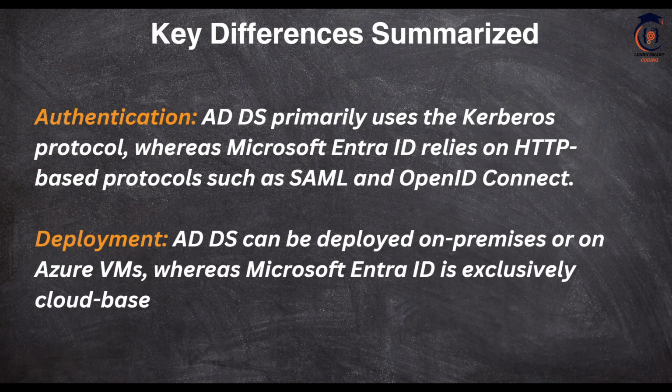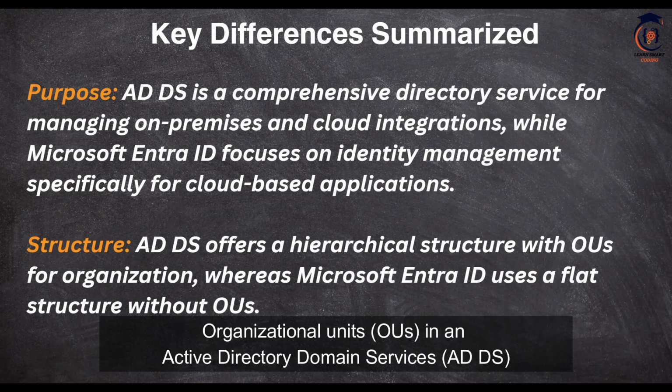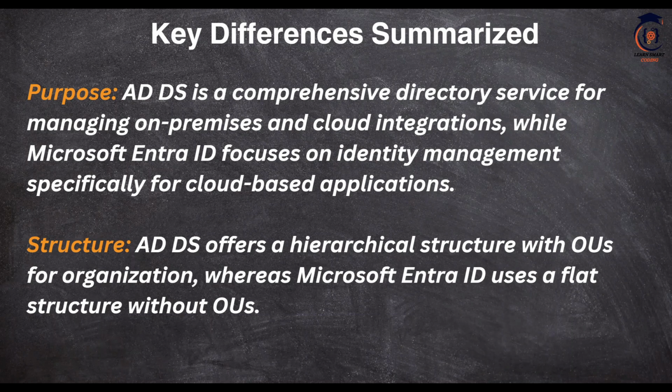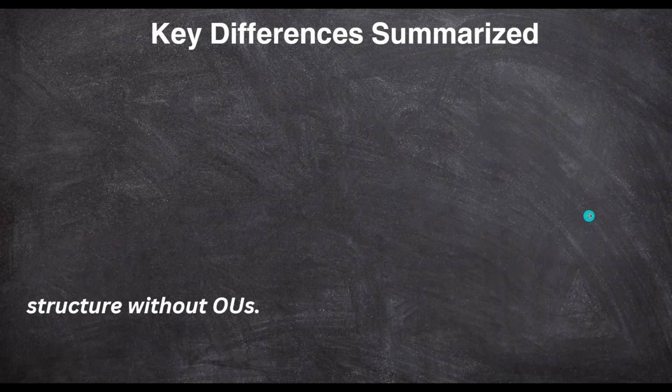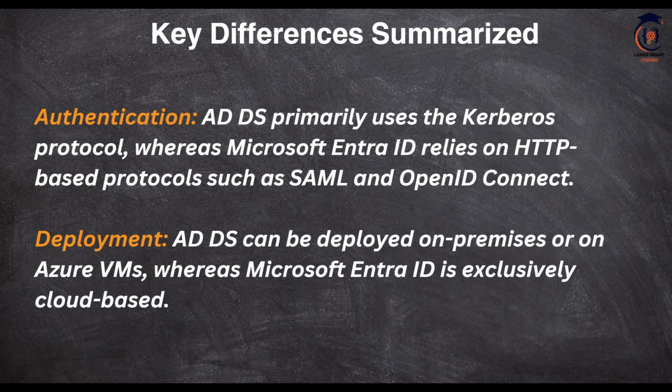So let's see some key differences, right? ADDS is a comprehensive directory service for managing on-premises, and like I said, you should understand both, and cloud integration, while Microsoft Entra ID focuses on identity management specifically for cloud-based applications. Structure: ADDS offers a hierarchical structure with OUs for organization, whereas Entra ID uses a flat structure without OUs. Authentication: ADDS primarily uses the Kerberos protocol, whereas Microsoft Entra ID relies on REST APIs over the HTTP protocol, and it also uses SAML and OpenID Connect. From a deployment perspective, ADDS can be deployed on premises or on Azure VMs, whereas Entra ID is exclusively for cloud-based applications.